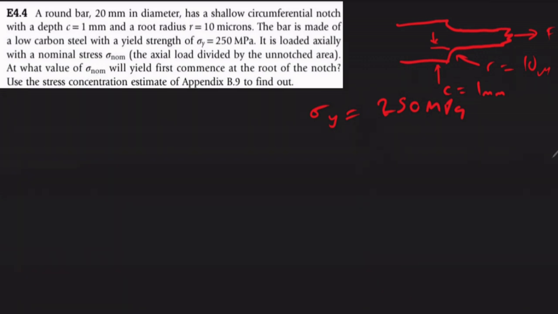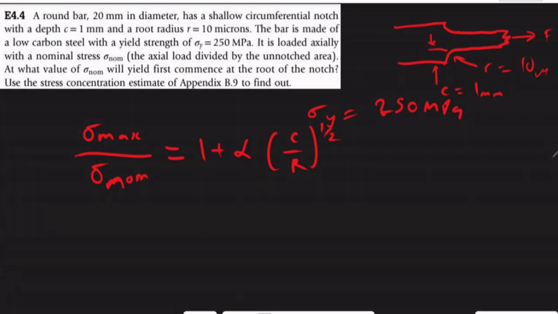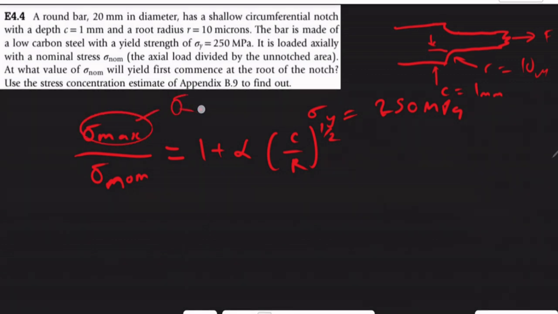So we're going to find the relationship between maximum stress and nominal stress. They told us to use the stress concentration estimate of appendix B9. So the relationship between maximum stress over nominal stress is equal to 1 plus alpha times C over R, all raised to the power 1 divided by 2. So this is the relationship between maximum stress and nominal stress. They are now asking us what will be the nominal stress when maximum stress is equal to the yield strength Y. This is what we are looking for.